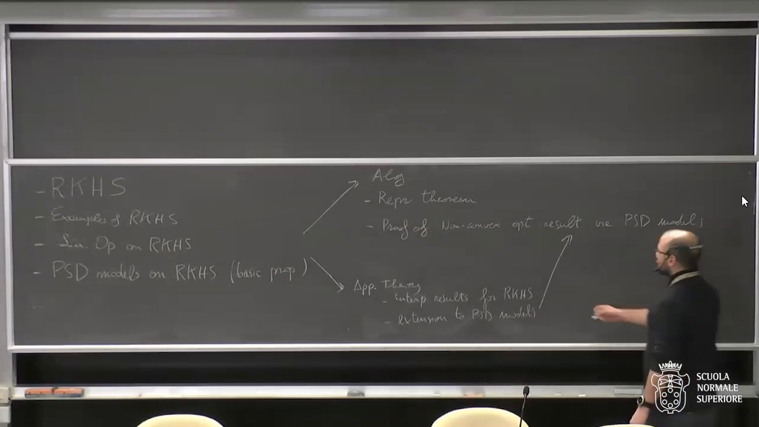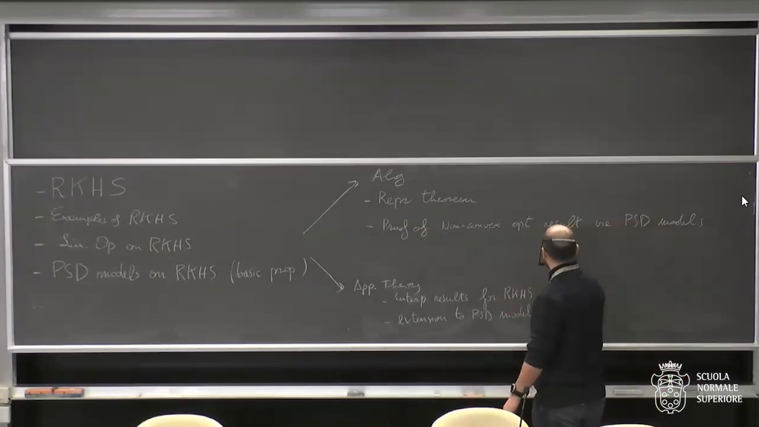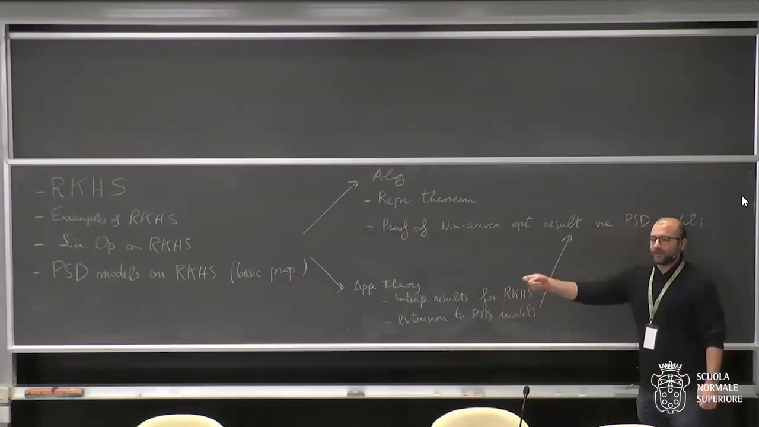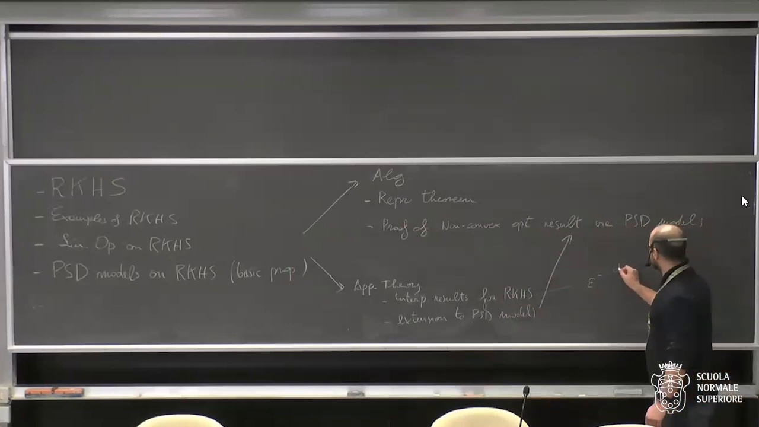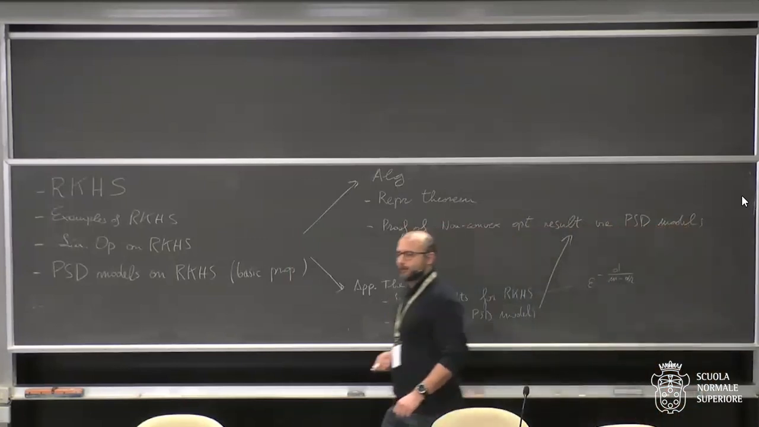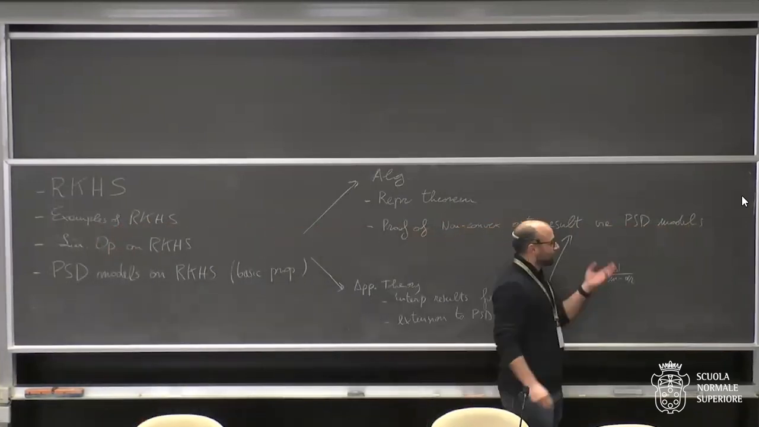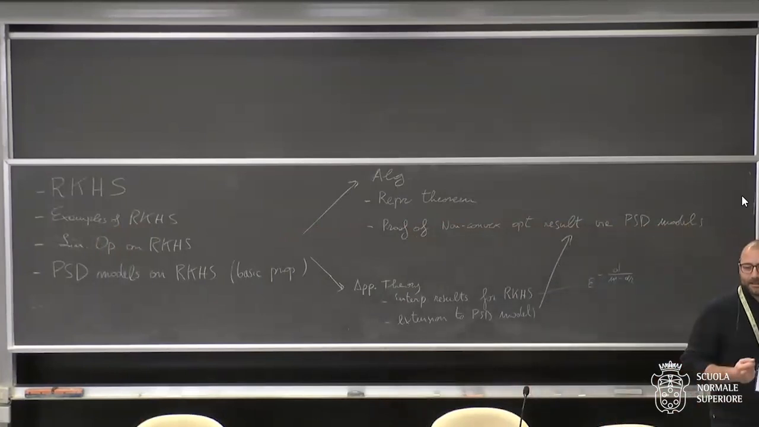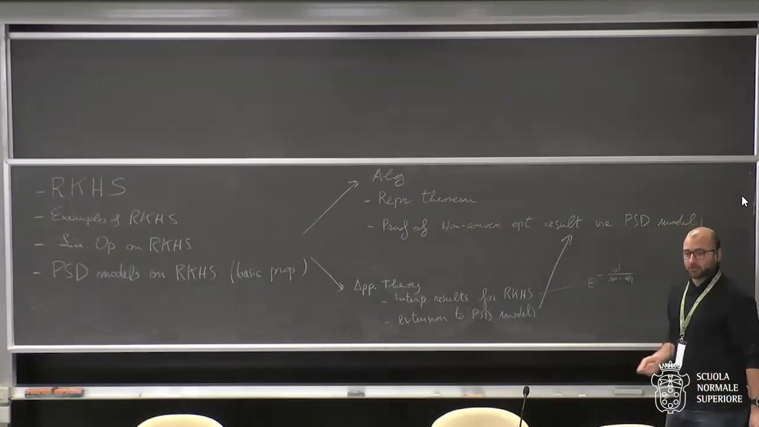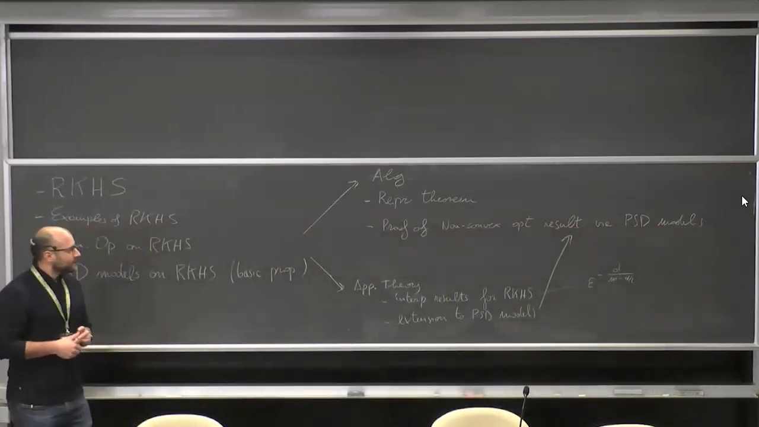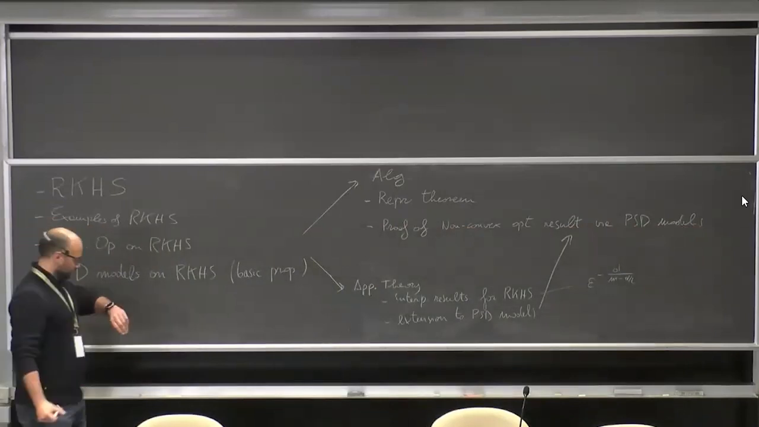In the interpolation results for RKHS, we will prove, for example, the result for Sobolev spaces: you can approximate a Sobolev function with error epsilon if you have epsilon to the minus d over m minus d over 2 points, for example. I don't know if you've ever seen this. We will do it. You can prove it with different degrees of generality. A relatively easy proof is if you take a grid of points, so we will use the fact that we are on a lattice. Okay, so let's start.